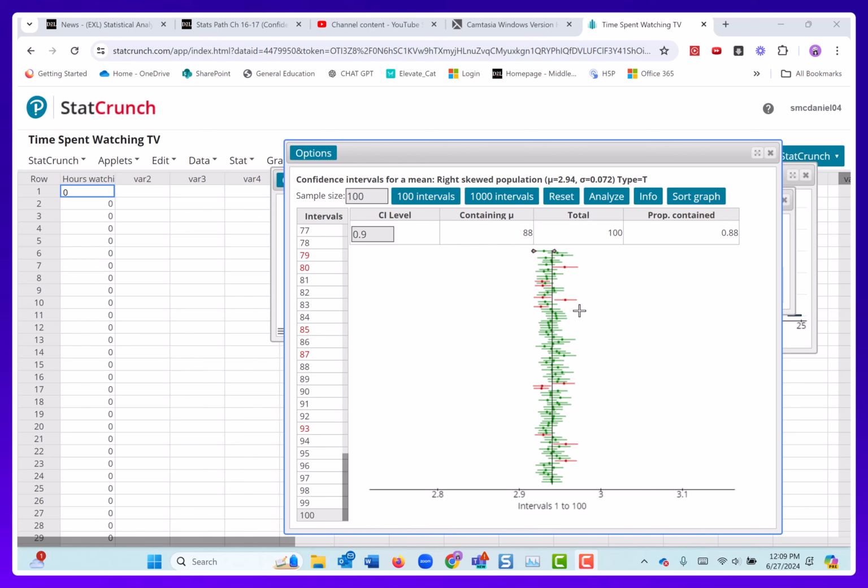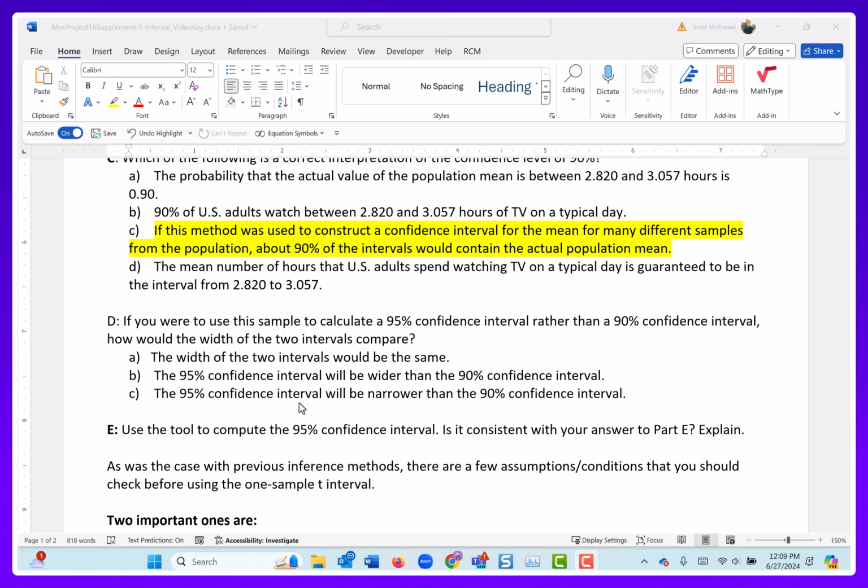It's about the process of taking a sample and getting our interval. If you were to use this sample to create a 95% interval rather than a 90% interval, how would the width of the two intervals compare? We did this quite a bit with proportions. Now we'll go ahead and run it, but mentally we ought to be able to know what that means, right? The 95% is going to have to be wider than the 90%. And you can run this and see.